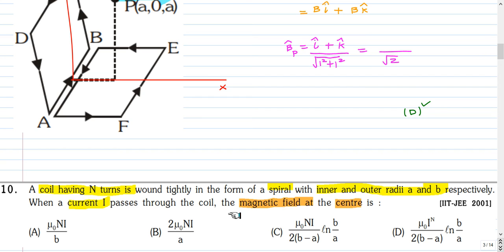This is the next question. A coil having n turns is wound tightly in the form of a spiral with inner and outer radii as a and b respectively. When a current I passes through the coil, the magnetic field at the center is. 4 options are given. You can pause and attempt this question.